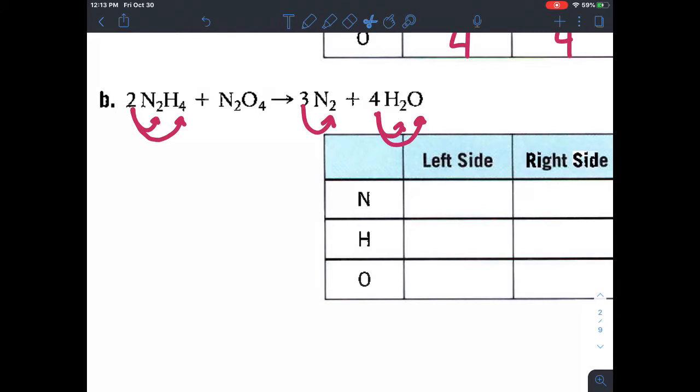So looking at the left-hand side, N: if I distribute the 2, 2 times 2 is 4, plus 2 is 6. H, I'm going to distribute the 2, and I get 8. There's nothing in the second part, so just 8. And then O, it looks like I only have 4.